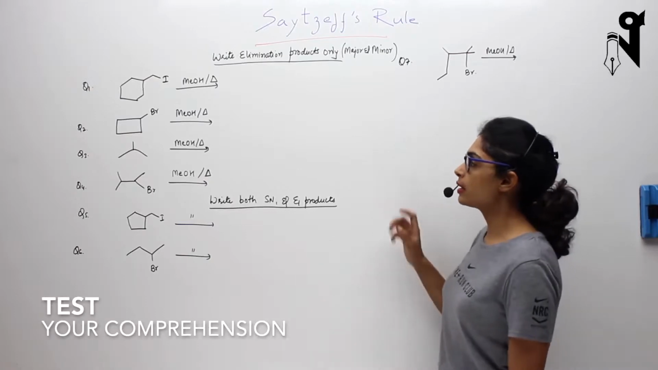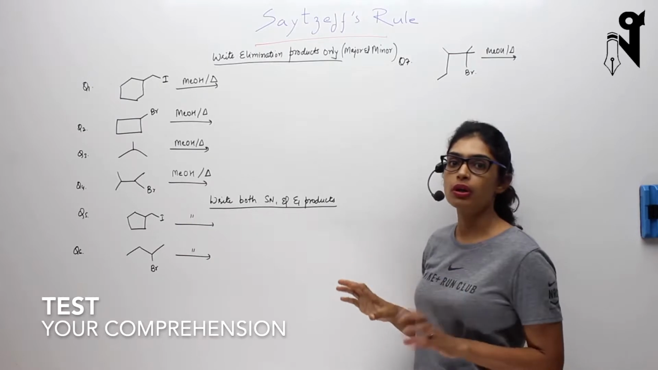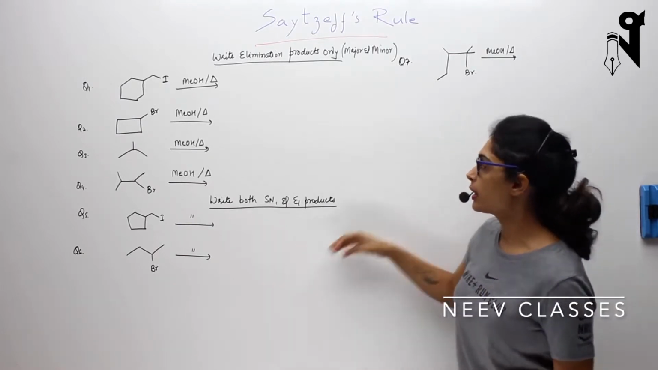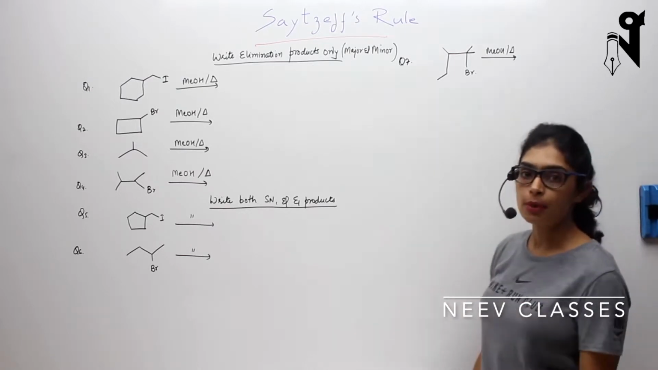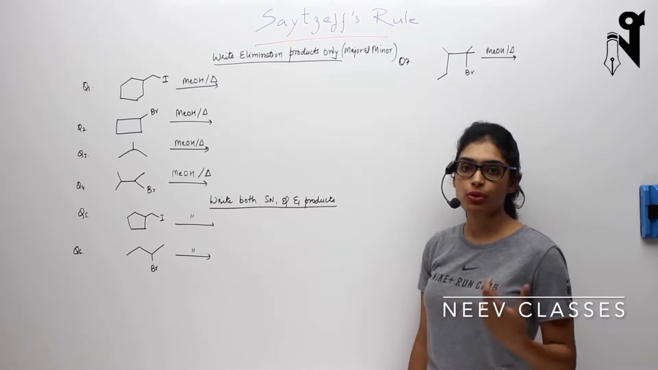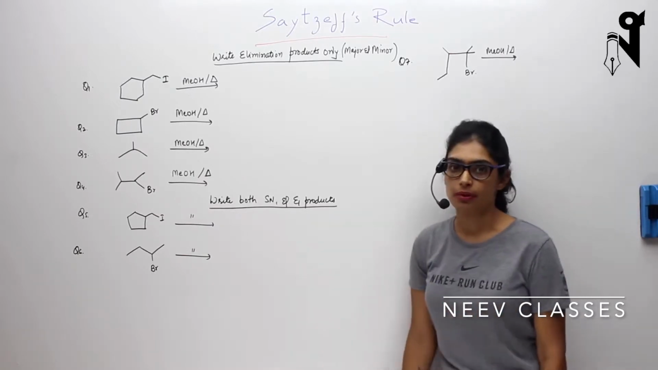Now solve these questions. In the first few questions, you have to just write the elimination products, that is, the alkene products. You have to mention which one is major and which one is minor. In the next set of questions, you have to write the substitution product as well as the elimination product. And in the elimination products, you have to mention which one is major and which one is minor. I'll discuss once you're done with these questions.